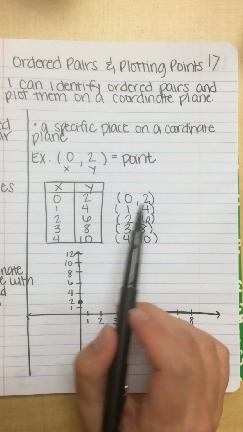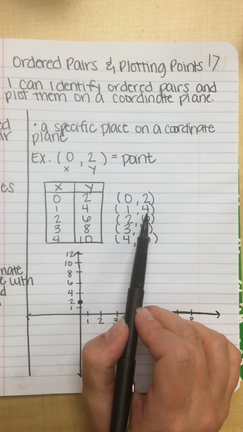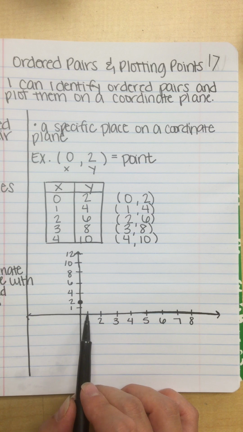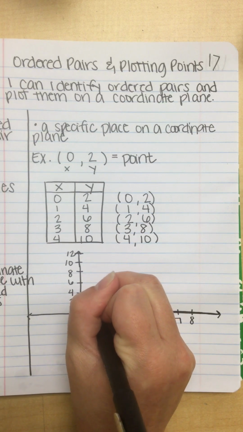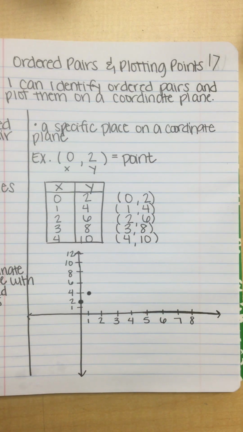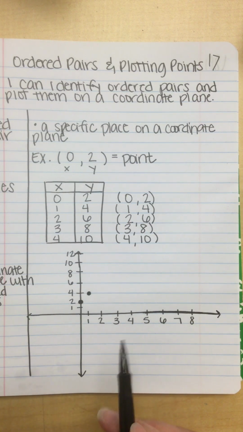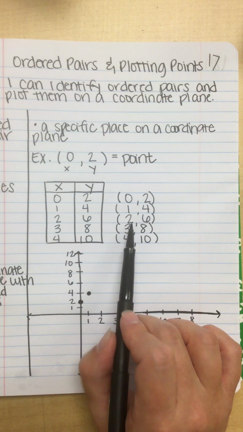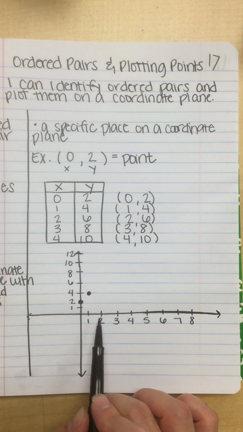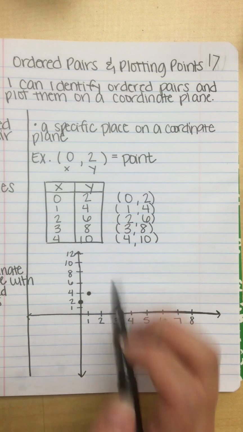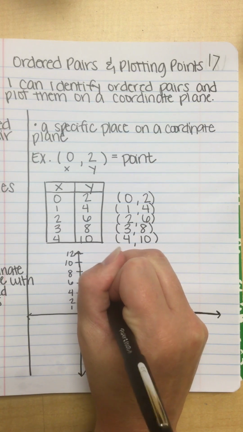My next ordered pair is 1, 4. So I go to my x number first on my x-axis, which is 1. Then I go up to my y number, which is 4. So we don't actually put the point until we've went over to our x number and then up to our y number. So my next ordered pair that I have is 2 for my x-axis. So I go over to 2 and then up to 6 on my y-axis. So I'm going over 1, 2, and I'm going to go up to 6 and put a point.